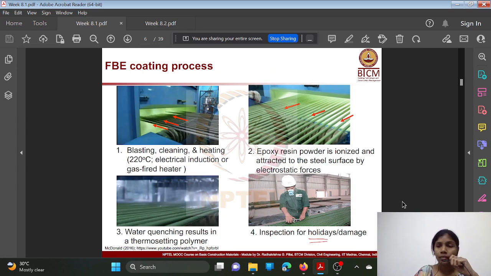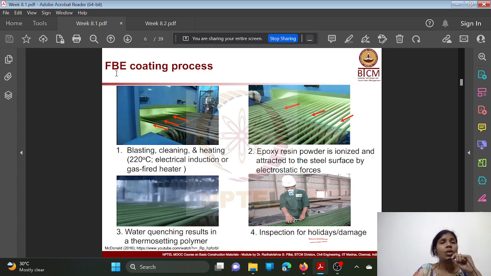Okay, see how we are able to achieve this FBE coating: first the rebars will be blasted and cleansed and then heated, heated at a temperature of 220 degrees Celsius by the process of electrical induction or gas fired heater, and in this process it will be exposed to a mist of this epoxy.